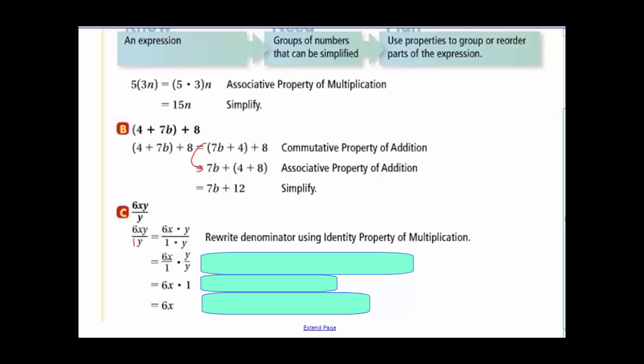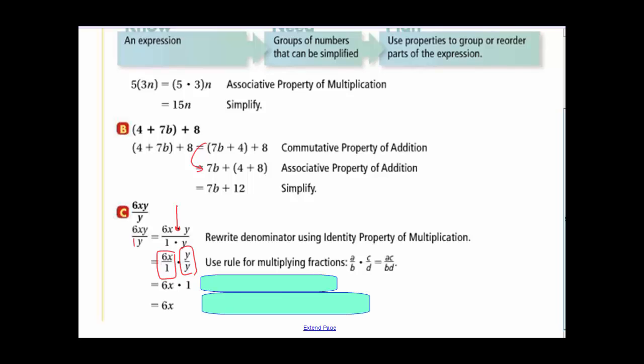Okay. Now, using properties of multiplication, especially with fractions, multiplying numerators and multiplying denominators, we're going to rewrite and split this division sign so that we get a y over y and then a 6x over 1. Okay, that's just the multiplying fractions rule. a over b times c over d is equal to ac over bd.